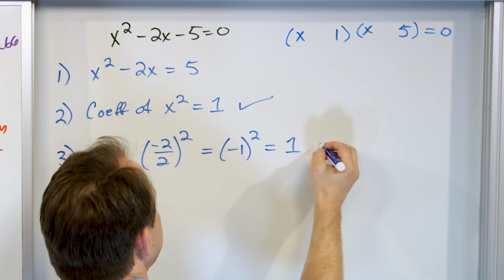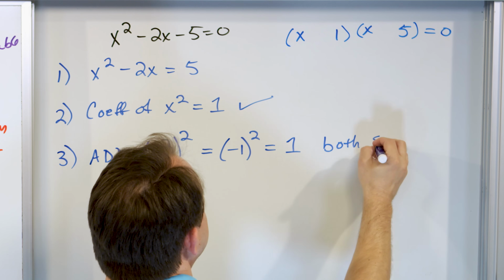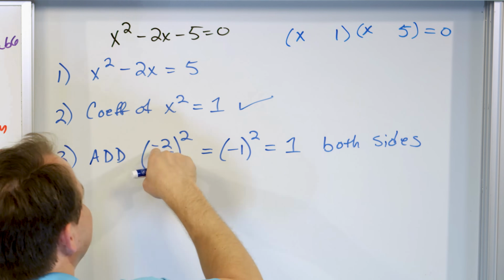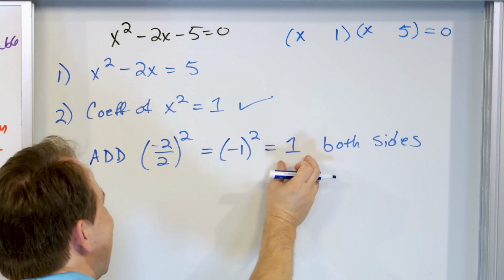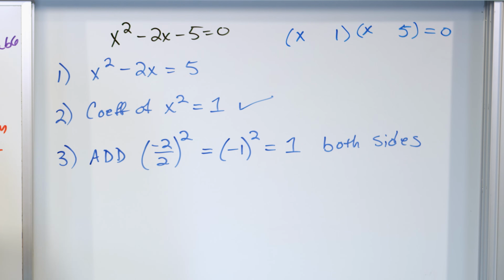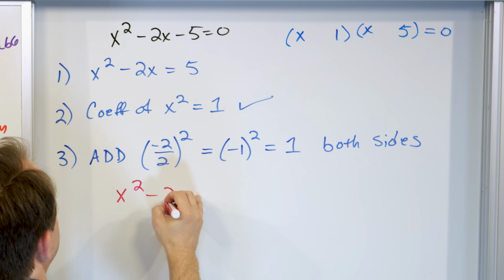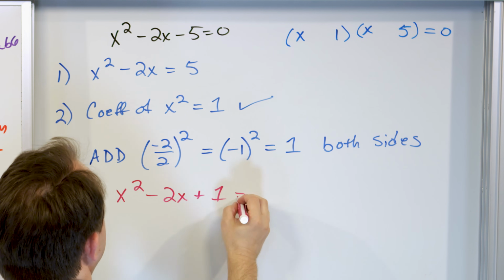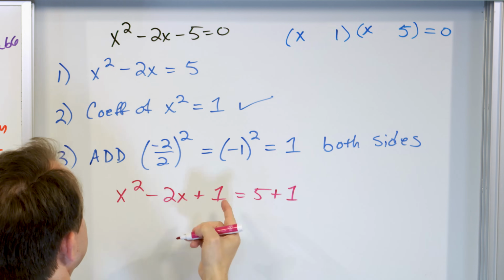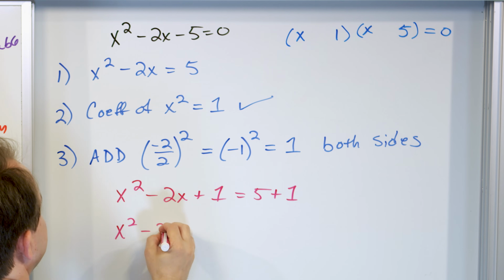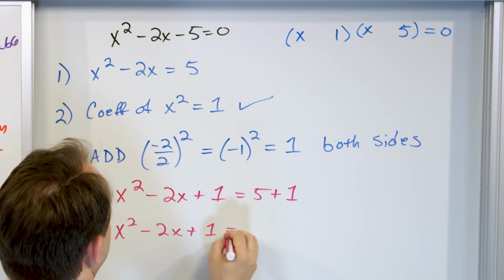What is negative 1 squared? It's positive 1 to both sides. So whatever this comes out to be when you divide by 2 and square it, you add that to both sides. We add it here: x squared minus 2x plus 1 equals 5 plus 1. And you all know that that's 6, so we have x squared minus 2x plus 1 equals 6.